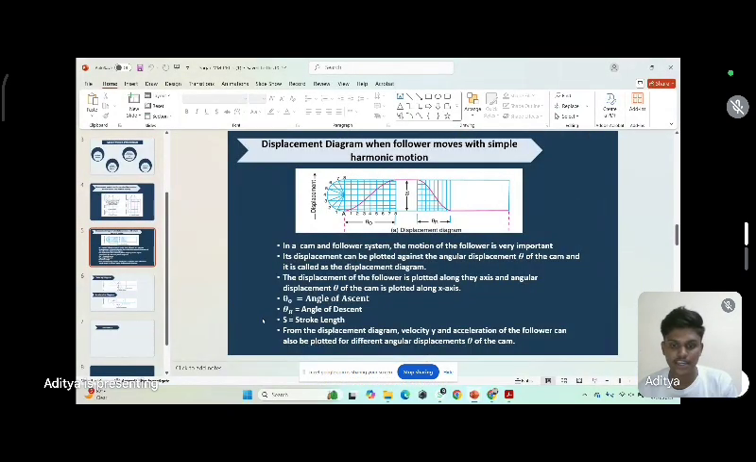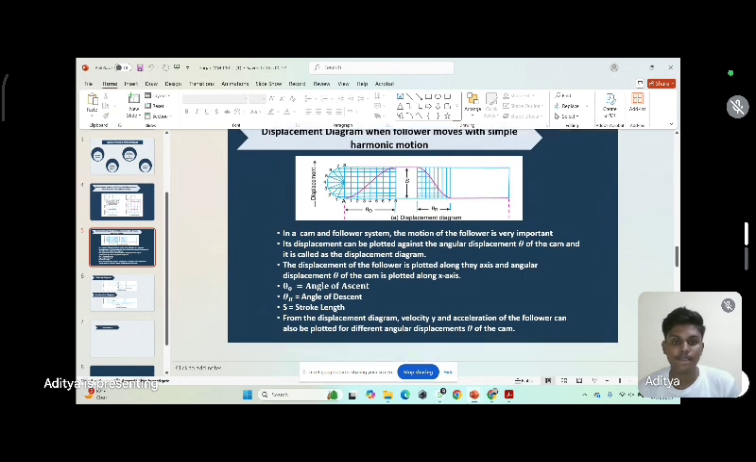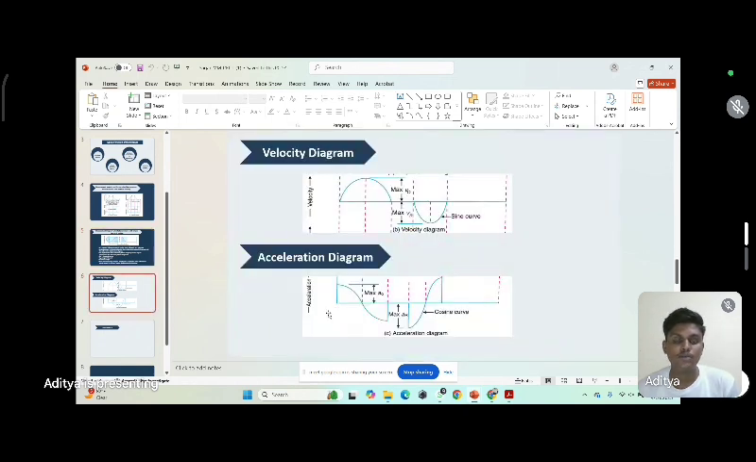From the displacement diagram, velocity and acceleration of the follower can also be plotted for different angular displacement theta of the cam. So simple harmonic motion diagram, velocity diagram, projection, see here. Half circle, maximum outer velocity diagram, maximum return velocity diagram, sine curve velocity diagram, and see acceleration diagram.